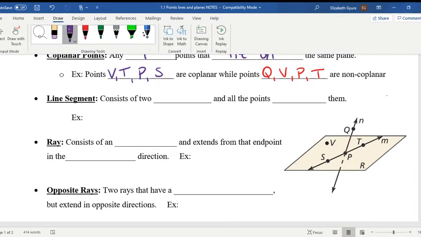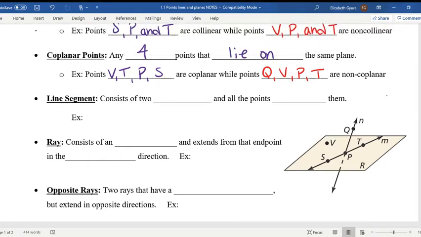All right, and then line segments. A line segment consists of 2 endpoints and all the points between them. Okay, so a line segment, imagine you take a full line and you chop the ends off it. That's a line segment. So it looks something like this. You'll have a point, and then another point, and then a little line portion connecting them. That's what a line segment looks like.